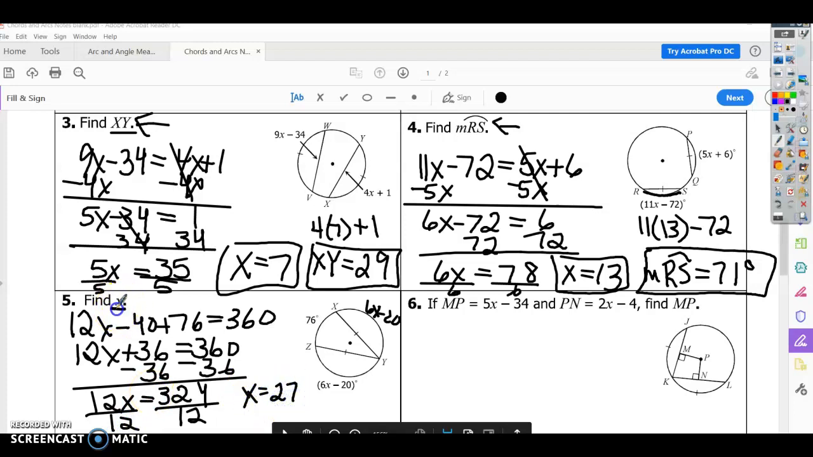So this time it just says find x. So x is 27. If you want to check it to see if you did it correctly, plug in 27 times 6 minus 20 times 2 and plus 76, and that would equal 360 degrees. All right, I'm going to move this down just because this stuff keeps popping up on the screen.